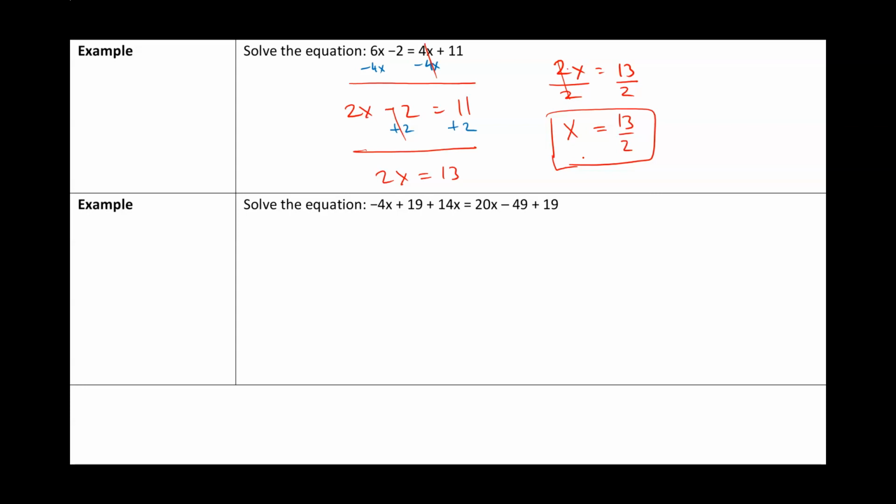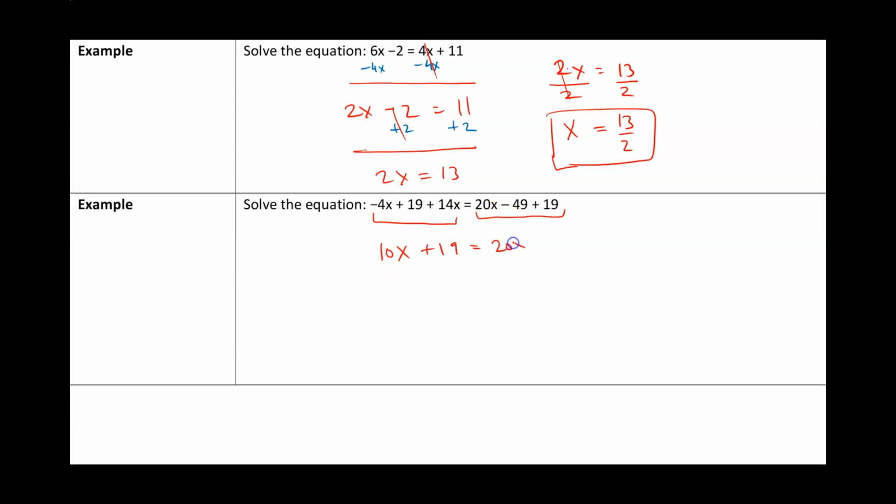So we have no parentheses, we have no fractions. However, on the left side and the right side, we do have some like terms. Now, when you have like terms, you just add or subtract them. So for example, if I have a negative 4x and a 14x, the 4x is negative and the 14x is positive. So when you have different signs, we subtract the terms. 14 minus 4 is 10x. And we take the sign of the bigger number. So that'll be positive 10x plus 19.